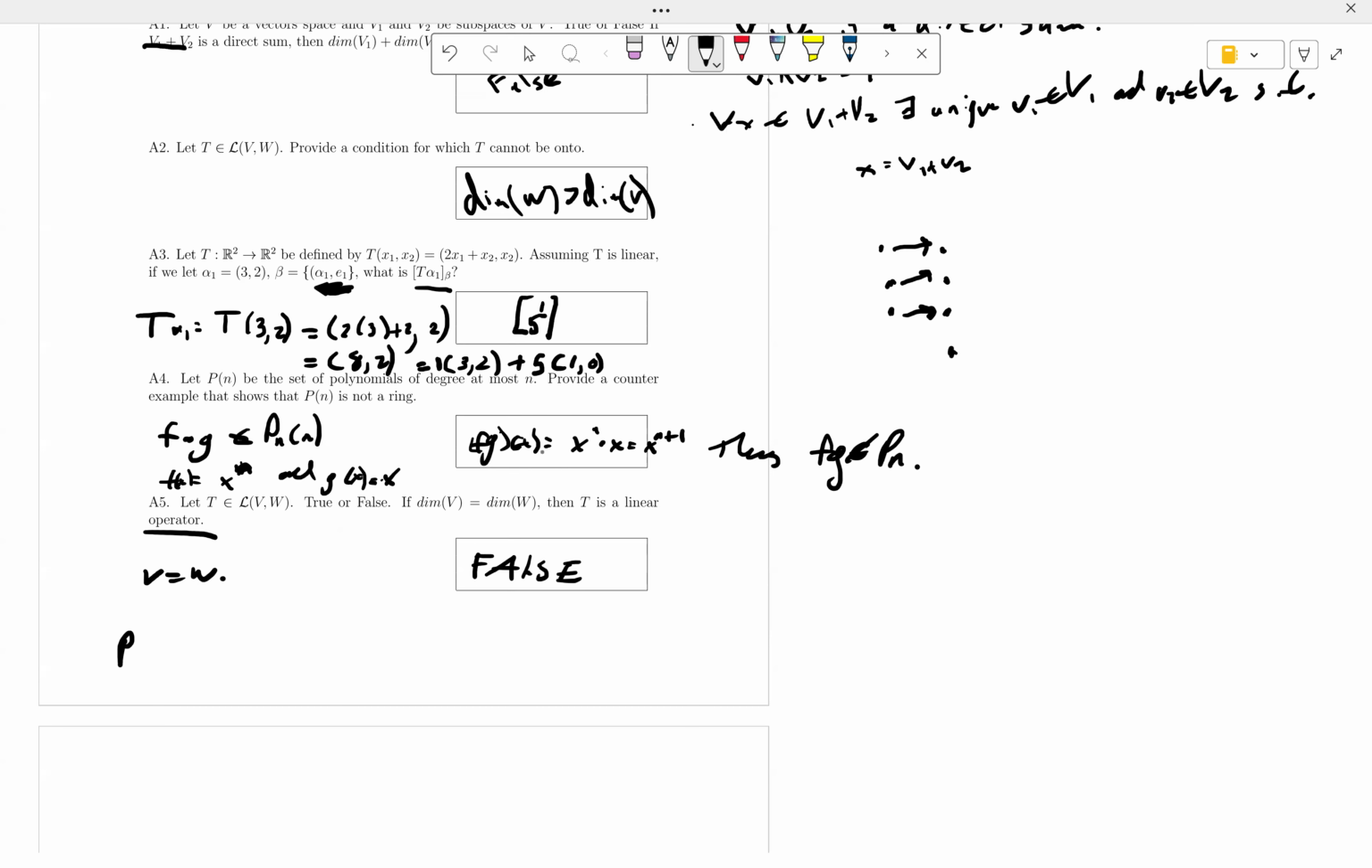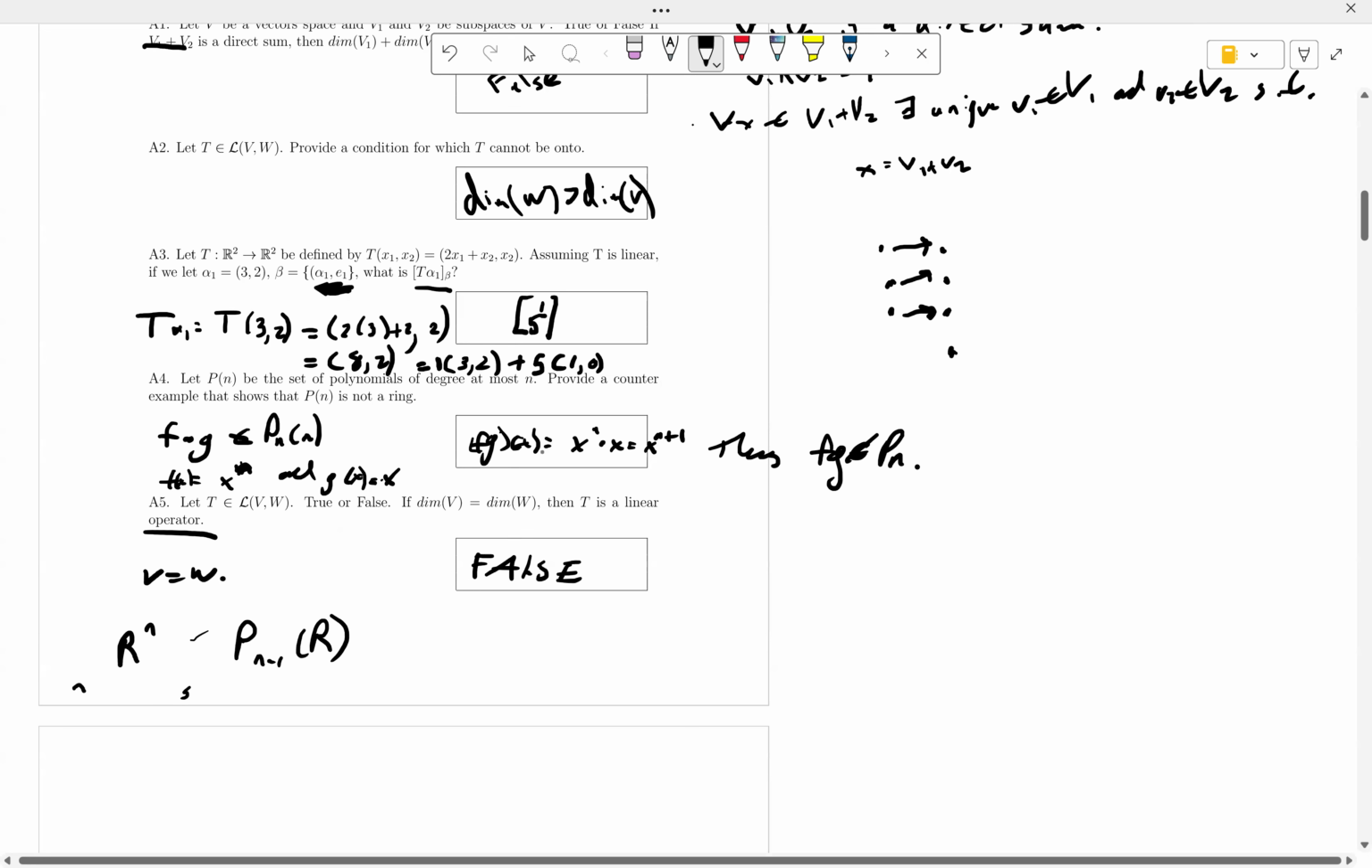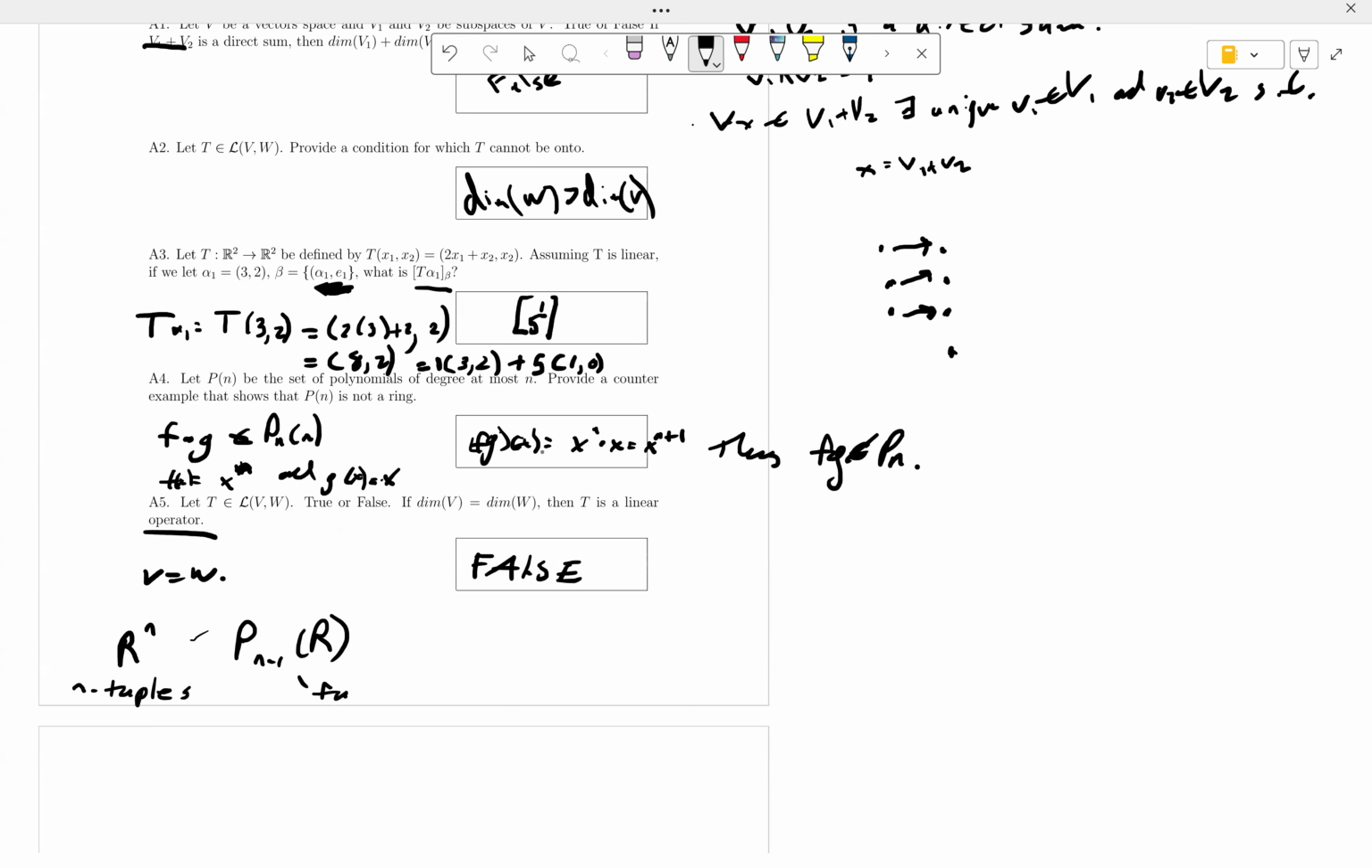If we look at Rn and Pn minus 1 of R, the dimension of these spaces are both n, but one is a set of vectors, or n-tuples, and the other is a set of functions or polynomials. They are related to each other, but they are not, and I repeat, they are not the same thing.